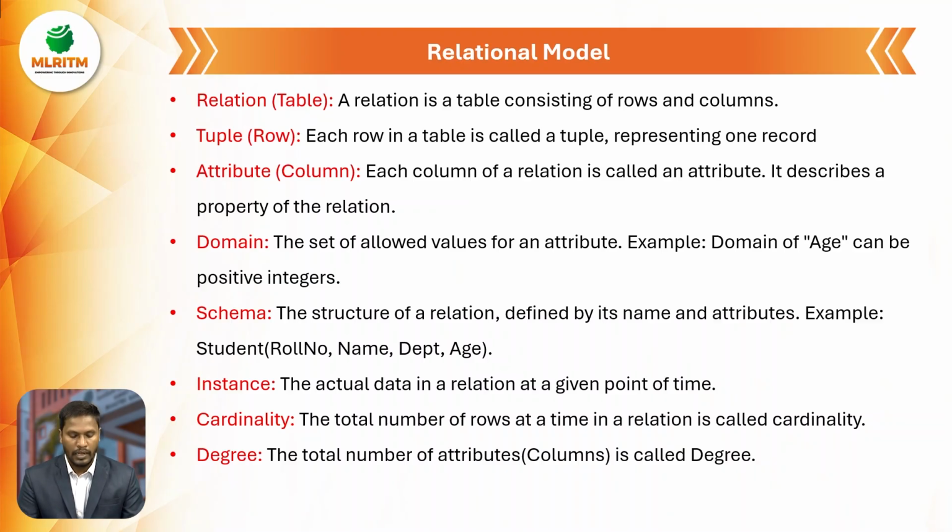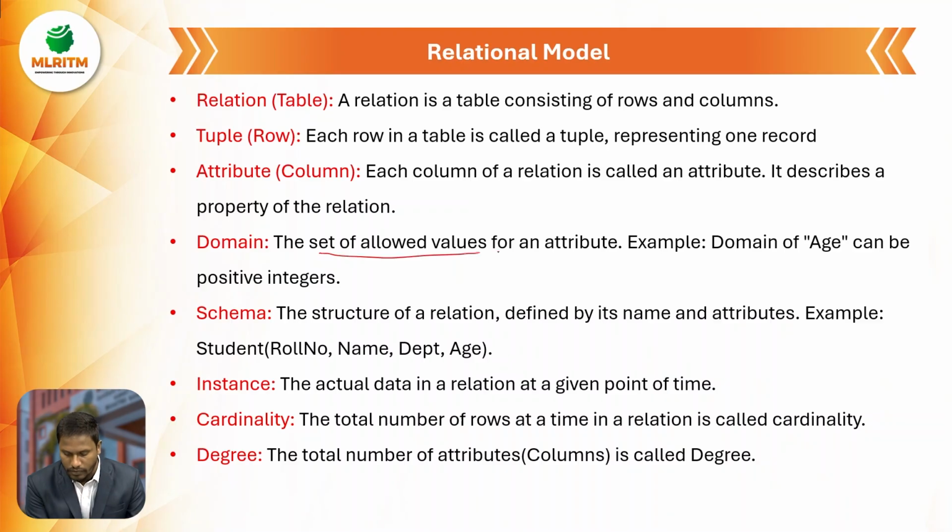Attribute. What is an attribute? Attribute is nothing but a column. Each column of a relation is called an attribute. It describes a property of the relation. Property means it declares some name of the column. Okay. Domain means the set of allowed values for an attribute.